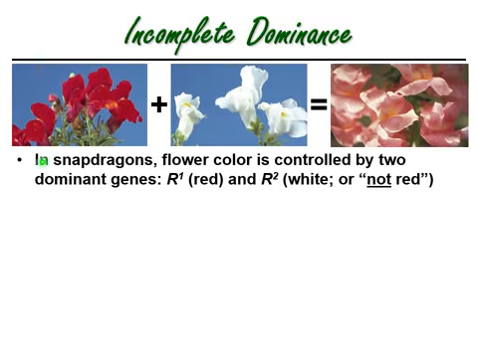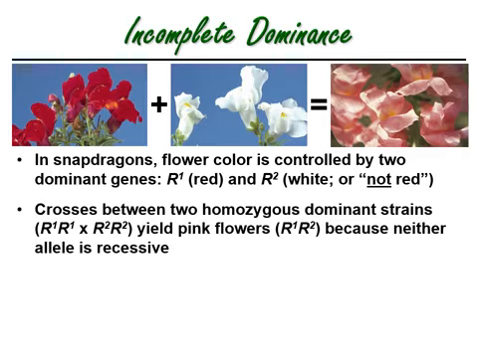And so here we go. In snapdragons, flower color is controlled by two dominant genes. We have the R1 gene and the R2 gene. In the red flower producing plant, it's going to be R1, R1, let's say it's true breeding. In the white flower producing plant, we'll say it's R2, R2. Crosses between the two homozygous dominant strains, R1 and R2, are going to give you pink flowers, right? So they're going to give you an R1, R2 genotype. And if they're both dominant, they're both being expressed, that means you're making red pigment and you're making white pigment.